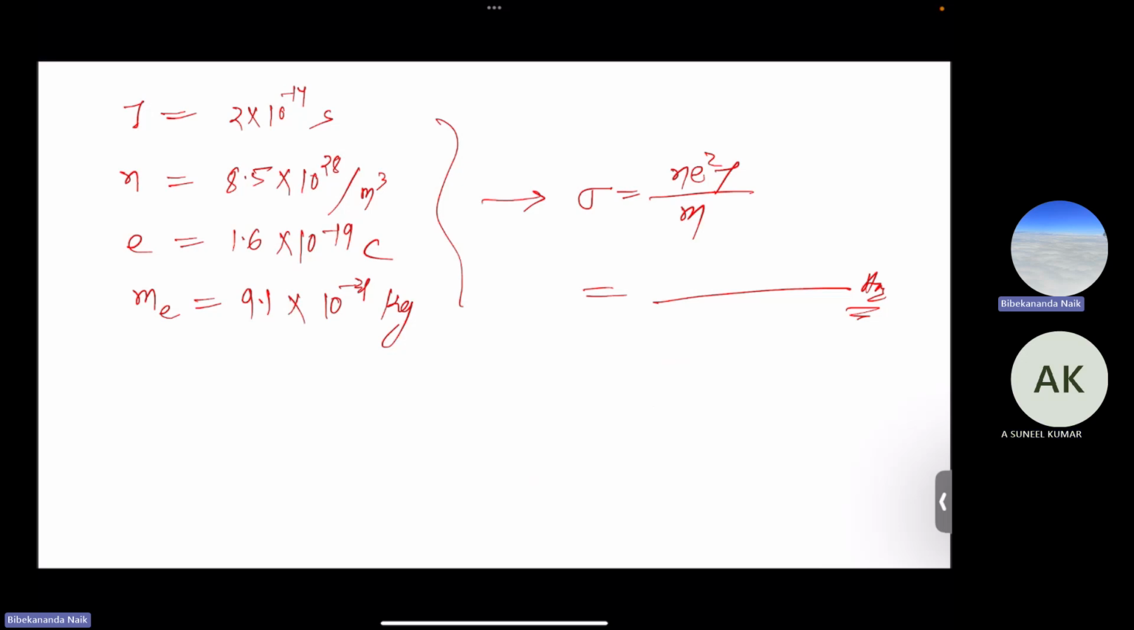Basically, these concepts are based on the classical free electron theory of metals, and all these treatments are of classical theory. In the upcoming time we will be discussing problems based on quantum theory, that is the Fermi gas model. But here it is classical free electron theory. There are some assumptions also, and this model is also known as the Drude model.